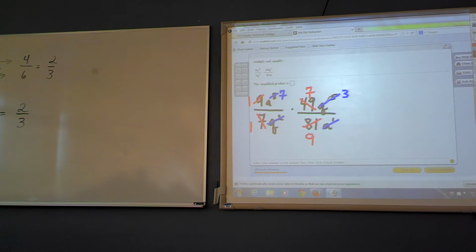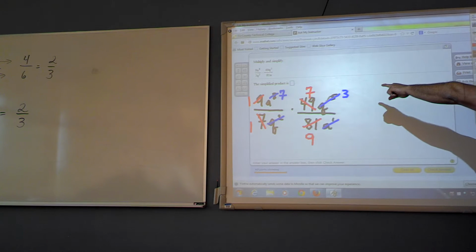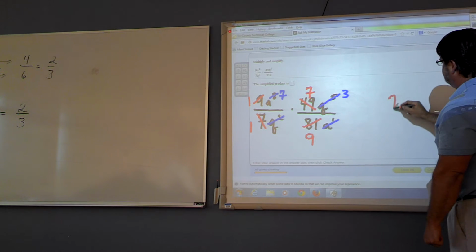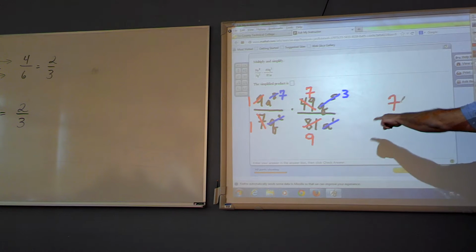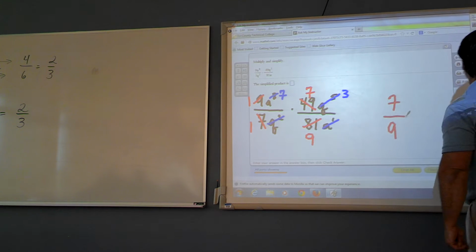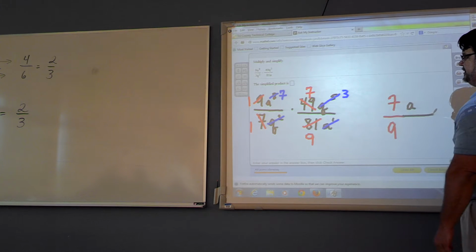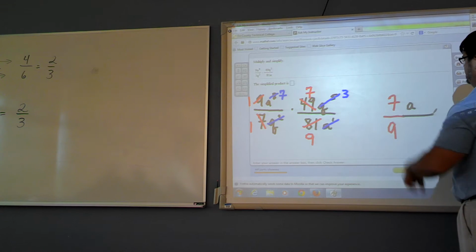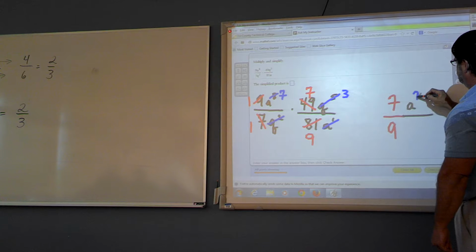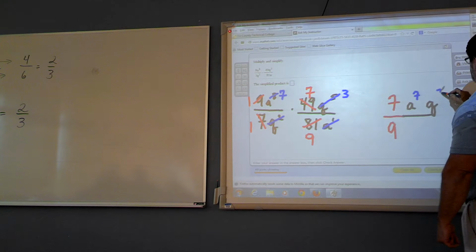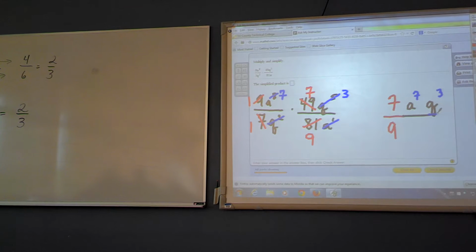Now, the more organized you are with this, the easier it is to get the answer at the end. So 1 times 7 is what? 7. And then 1 times 9 is 9. And that's gonna be a to the 7th. Let's see. No, it's cubed. a to the 7th, and q to the 3rd. That's your final answer. That seems pretty easy.